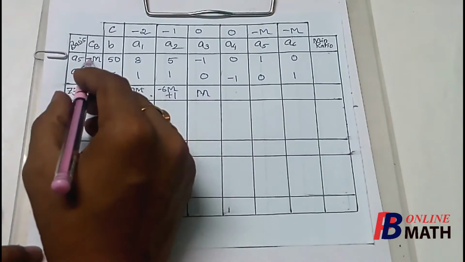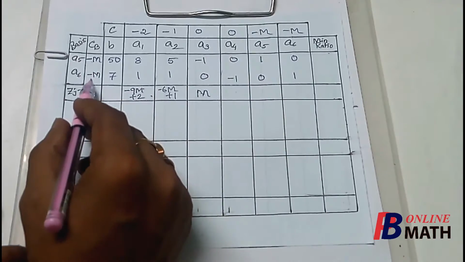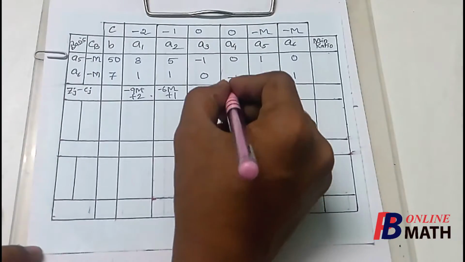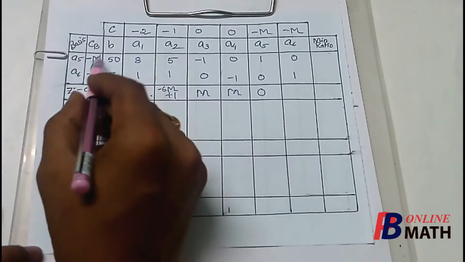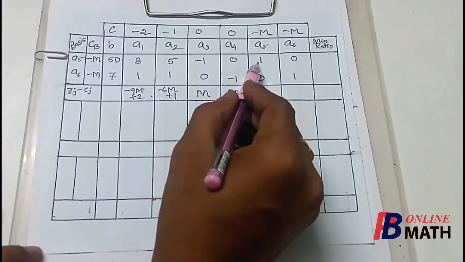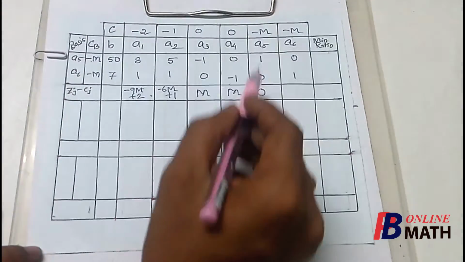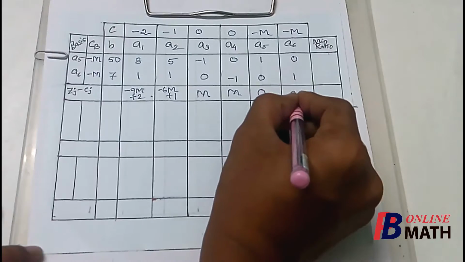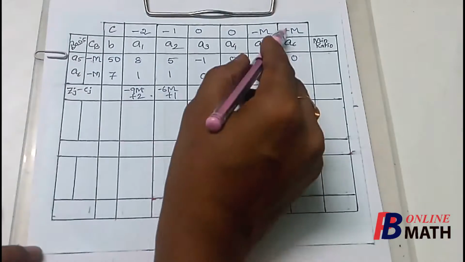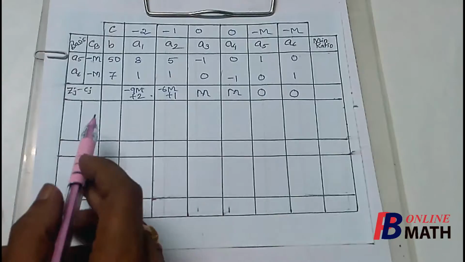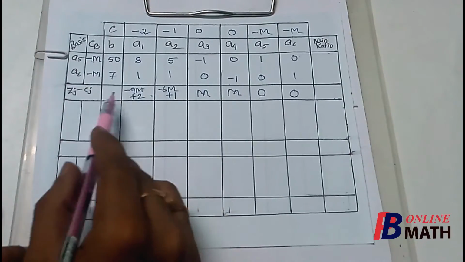Similarly, this will be minus m into 0 plus minus m into minus 1 minus 0. So which is plus m again. Next, this will be 0 minus m into 1 minus m minus of minus m. So it is 0. Finally, this will be again 0. This into this plus this into this minus this. So we have computed all the values of zj minus cj.